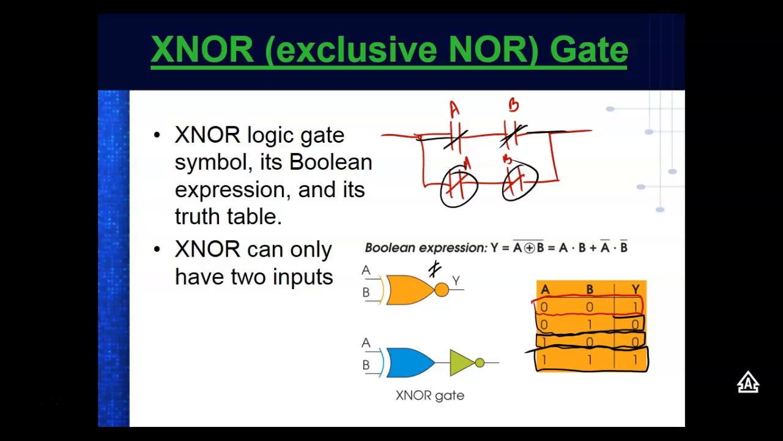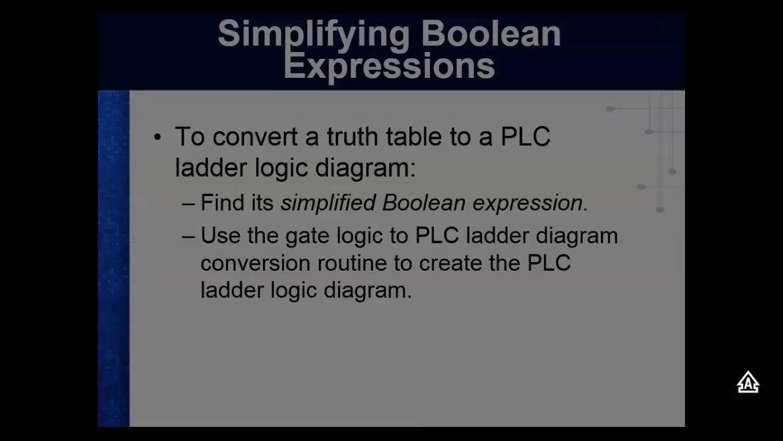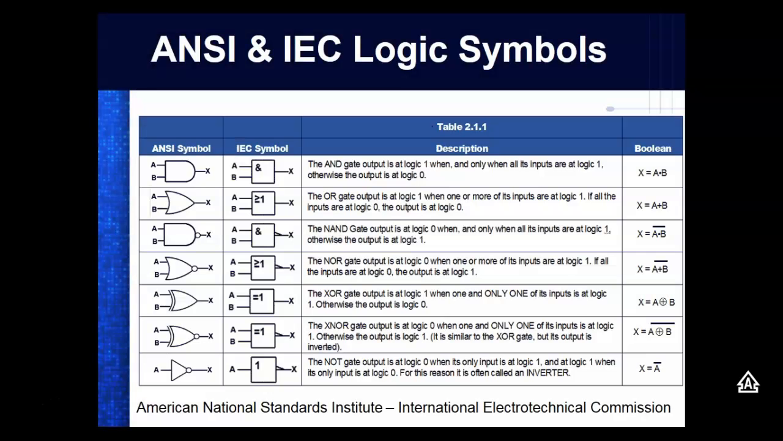So an exclusive OR is false when they're the same. An exclusive NOR, we get a true if they're the same. And then we're not going to deal with this, this is the IEC symbol. So these are ANSI symbols, what we use over here. This is what the PLC program is.